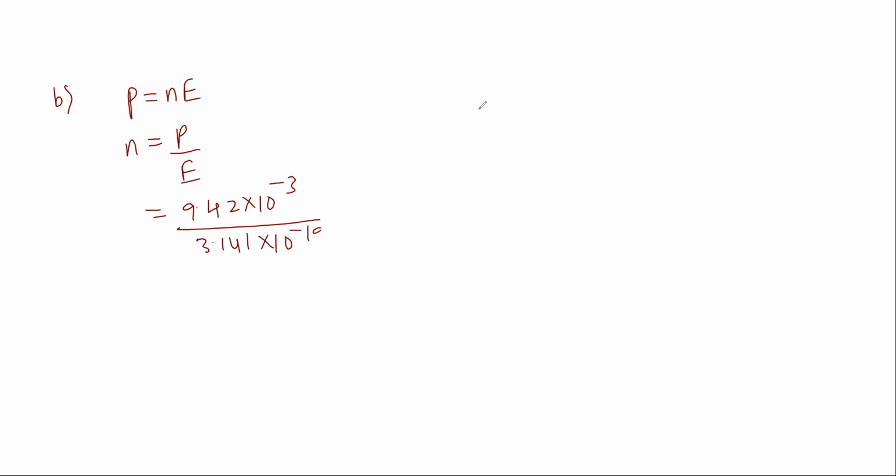so equation of power can be written as P is equal to N into E, or N ಬೇಕಂದ್ರೆ P divided by E ಅಂತ ತಗೋತೀವಿ. So ಅದನ್ನ simplify, P value is 9.42 into 10 to the power of minus 3 divided by E value is 3.141 into 10 to the power of minus 19. So we got almost equal to 3 into 10 to the power of 16 number of photons per second.